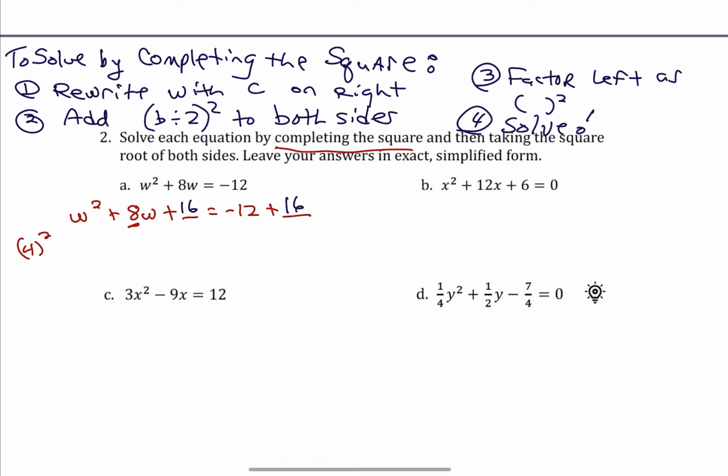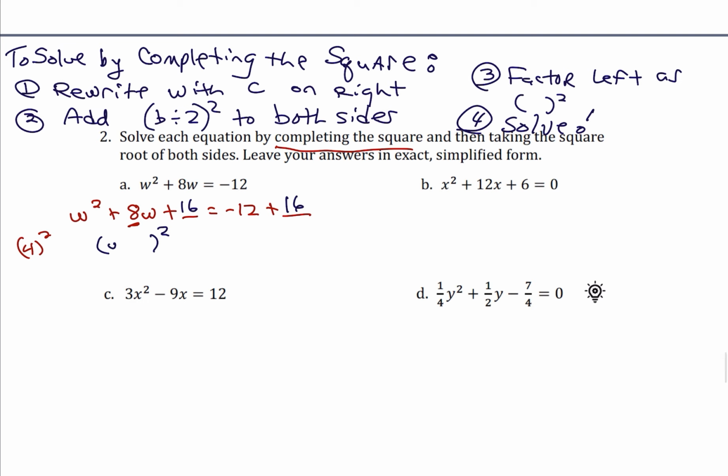Okay, so now step 3 says factor the left as a quantity squared. So we now know that the left-hand side can be written as some quantity squared, which in this case is going to be w plus 4, the quantity squared, because w plus 4 times w plus 4 would multiply out to be w squared plus 8w plus 16. So we haven't changed anything, and that's going to be equal to 4.